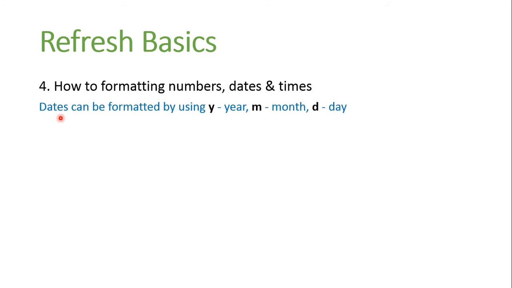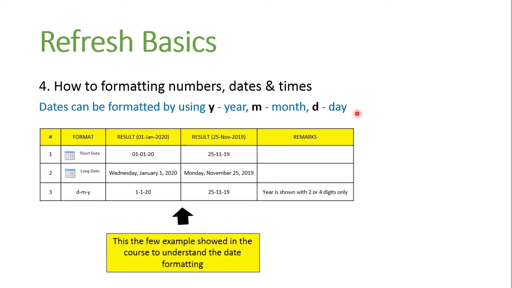Let's see how to format the date in Excel. This is one of the examples that I have provided in this lecture series, and how to format your data by using these letters. That means Y letter for year, M letter for month, and D letter for date. By using these three letters, you can format your date according to your requirement. Those things have been clearly explained by taking practical examples in the lecture.